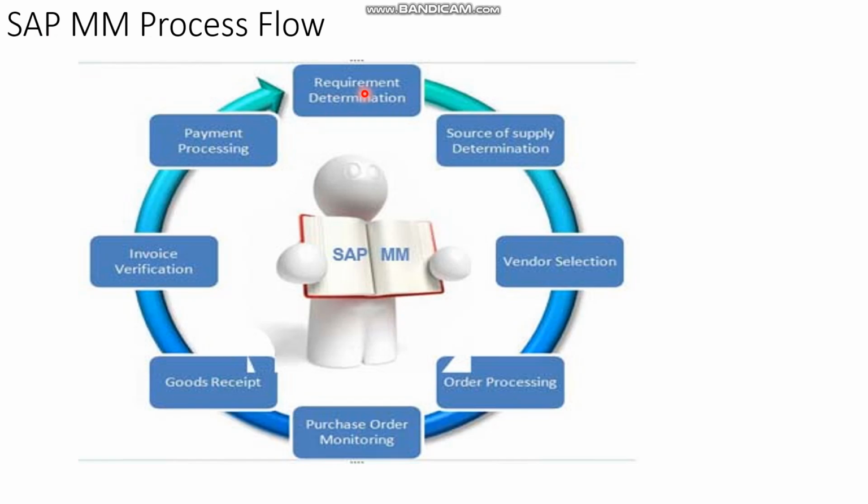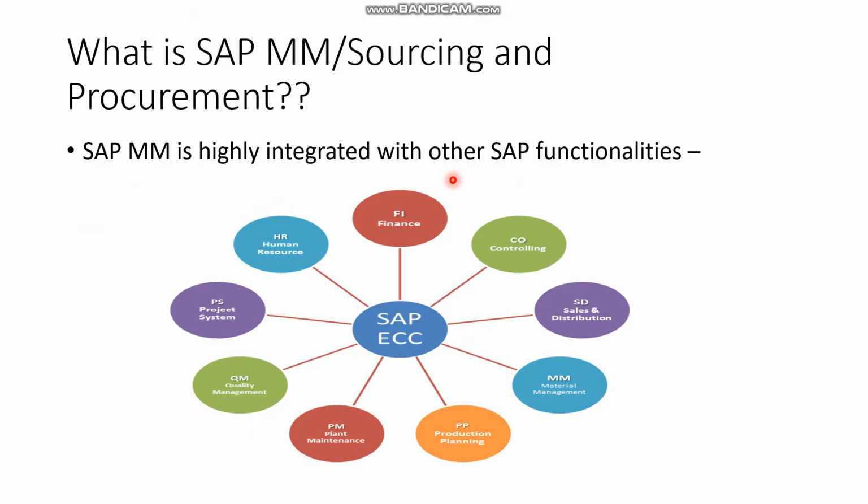What is the flow of SAP MM? The flow starts with the requirement. What is the requirement, and who can provide it in the market? Then selecting one vendor out of all the sources of supply, giving them a purchase order, and monitoring when that order will be delivered. Once the product is delivered, we receive the goods, verify the invoice, and process the payment. This is the flow of SAP MM, which we'll discuss when we start functional configuration.